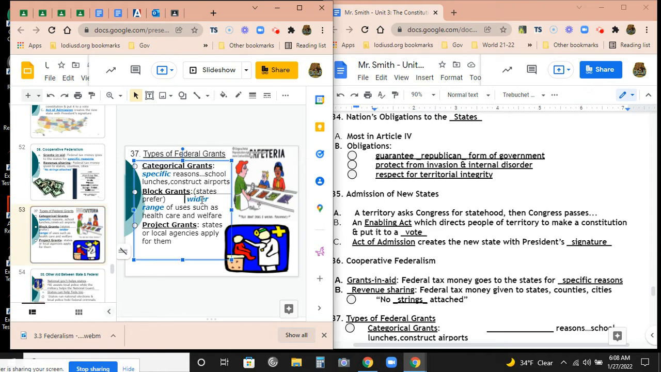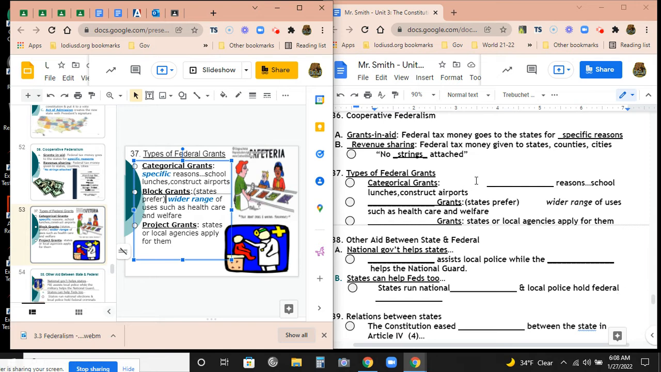I don't know why there's a big old gap there, but let's get rid of that. Wonky. Go ahead and add these in as we go.